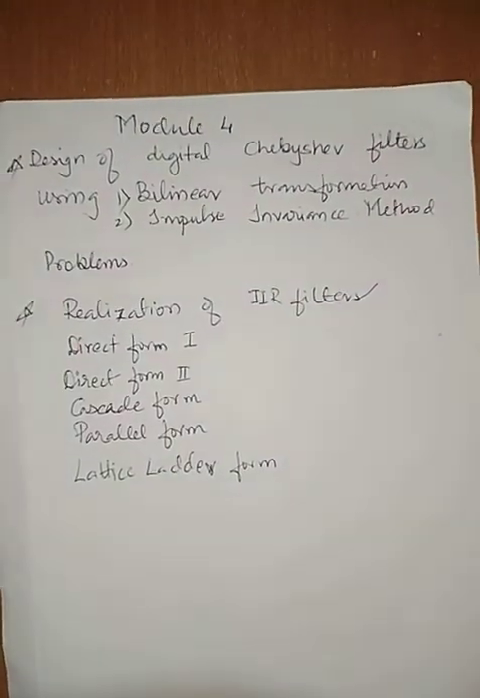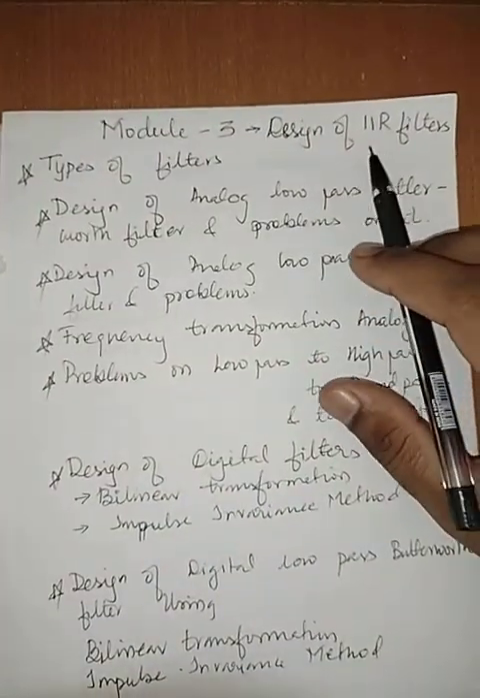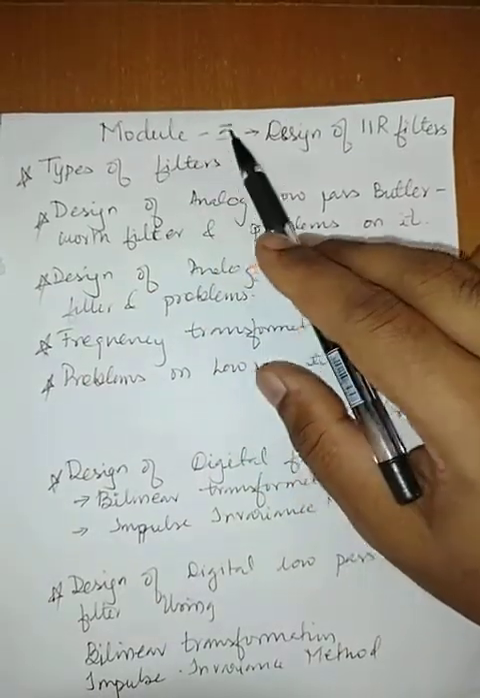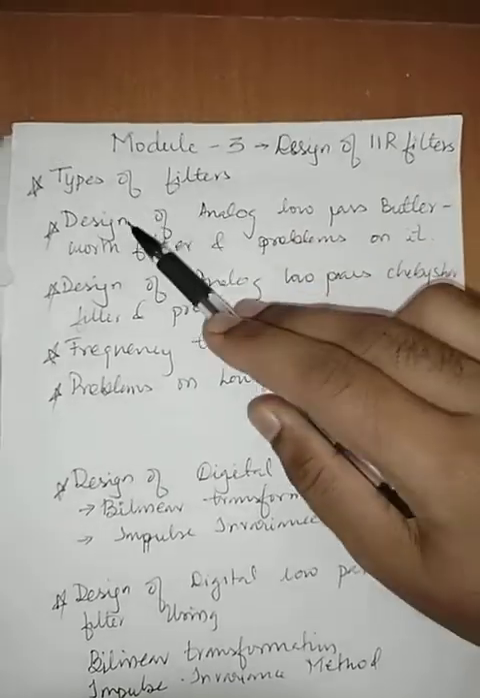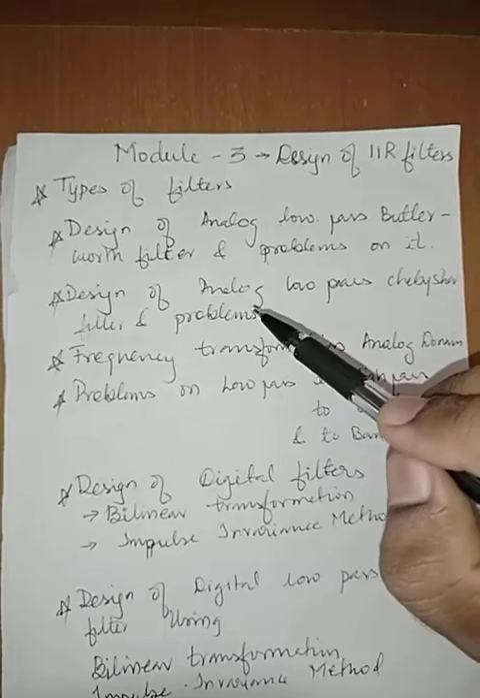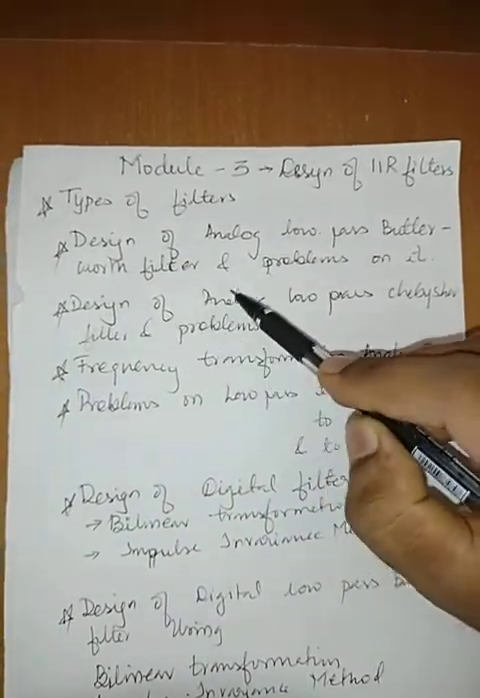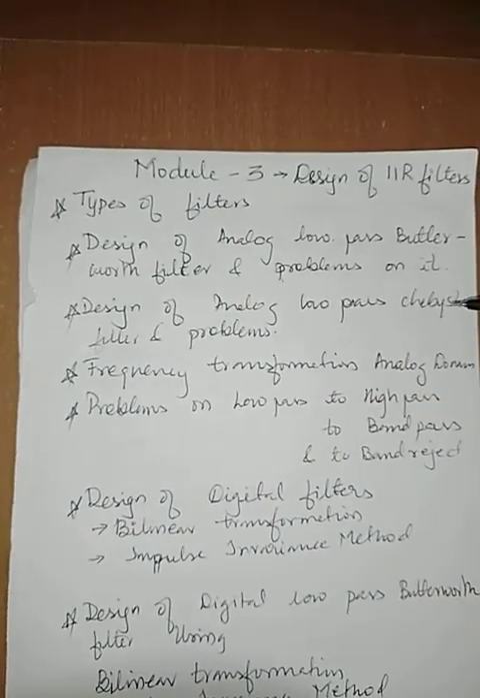So prior to this, in Module 3, design of IIR filters, we have seen the types of filters, that is low pass, high pass, band pass and band reject, and the design of analog low pass Butterworth filter and problems based on it. Similarly, design of analog low pass Chebyshev filter and problems on it. Frequency transformation in analog domain, problems based on low pass to high pass, band pass and band reject.